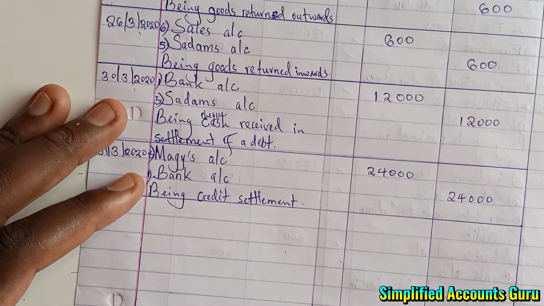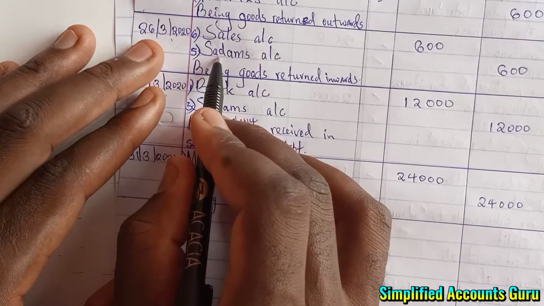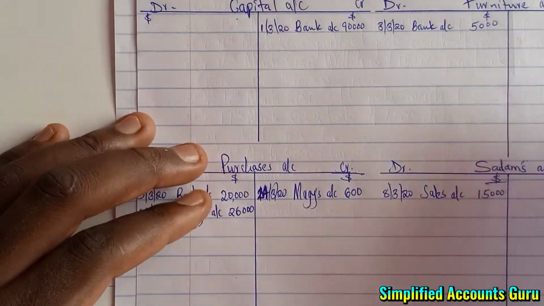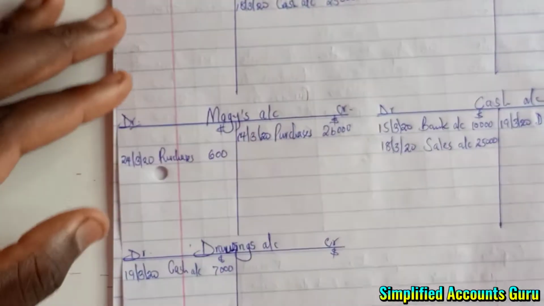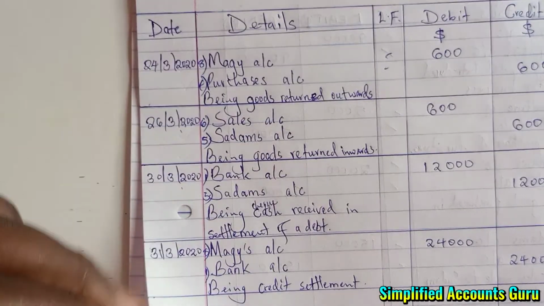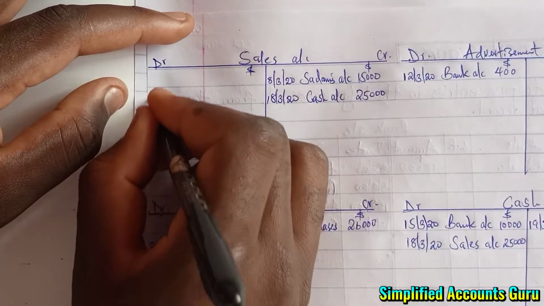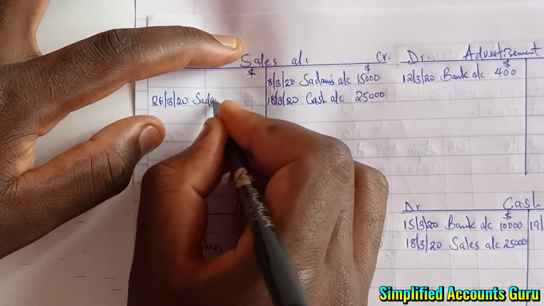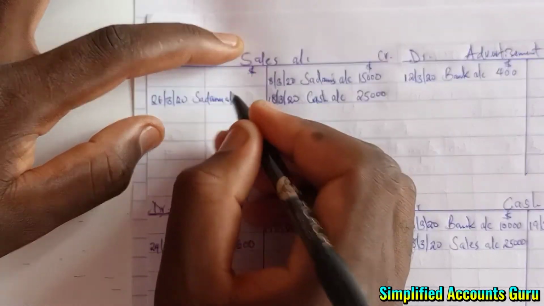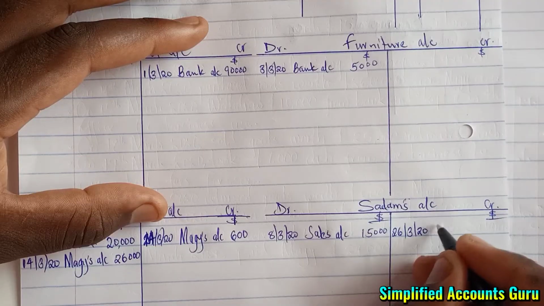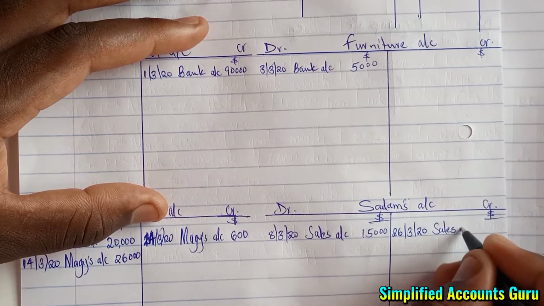Then we can go to sales account and match it against Saddam's account, which we already have. Saddam's account is to be credited, sales account will be debited. So we start with the one to debit. So we look for the sales account here and say the date is when? The date is on 26th March. So on 26th March 2020, say Saddam account. The amount there is 600. The description will be sales account.